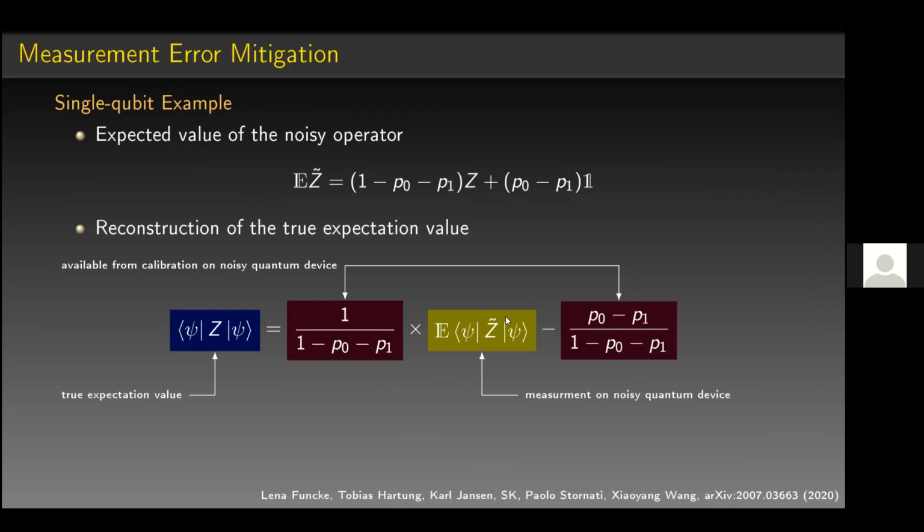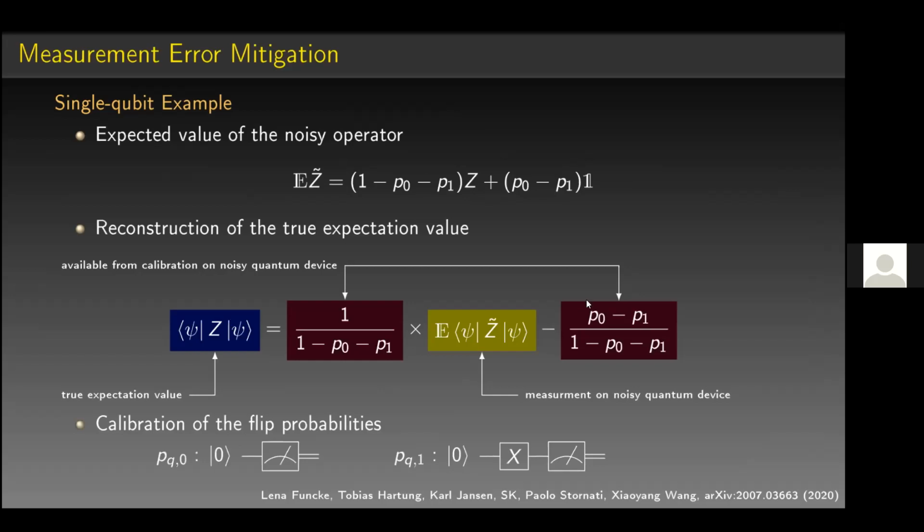Well, if I can construct the operator O tilde, if I know what it is, I can basically measure this on the quantum device. So from my noisy quantum device, I can obtain this quantity. And provided I have the flip probabilities of the qubits, I have on the right-hand side now something that allows me to compute the true expectation value I actually want. And the flip probabilities can in fact be obtained very simply from the quantum device.